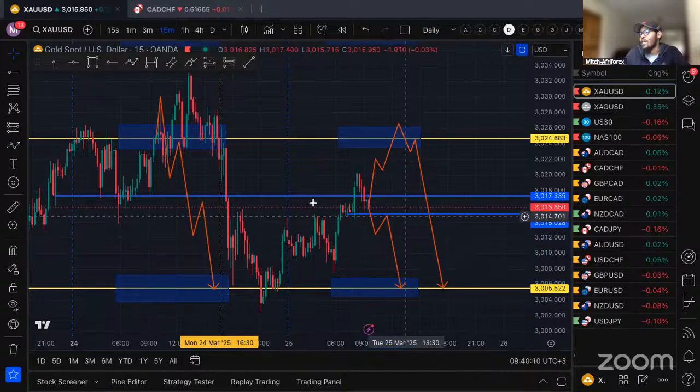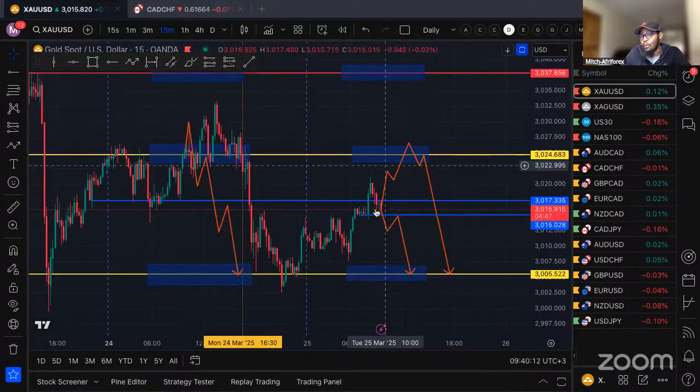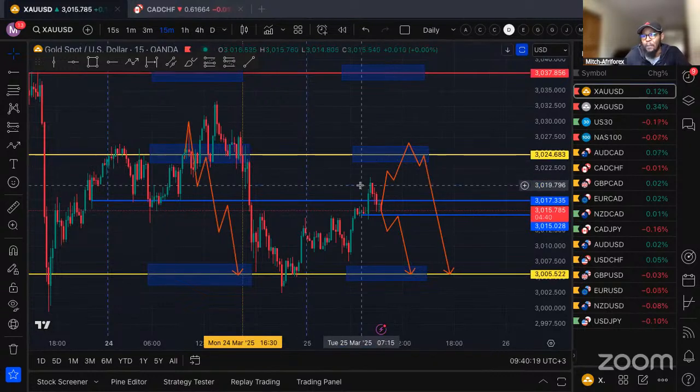But for right now, we are definitely on the pullback phase. Let's wait to see at what point in time the pullback will die out and where the big boy sellers are actually going to show back up. So hope that's clear on all the pairs.